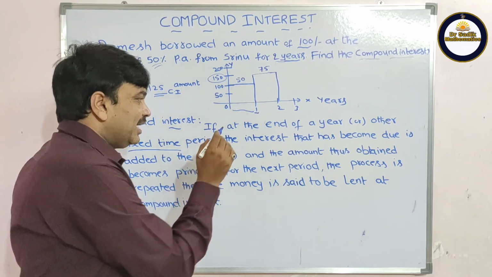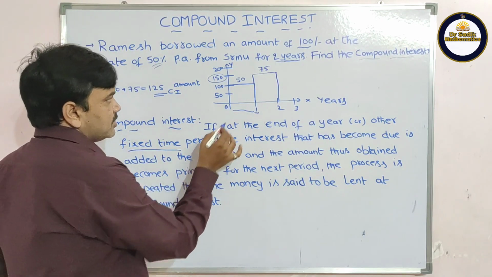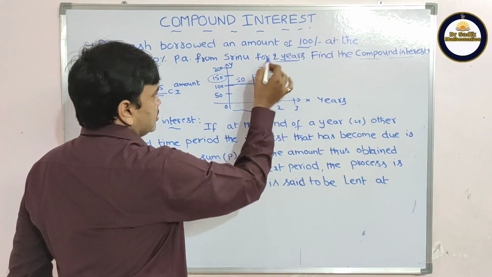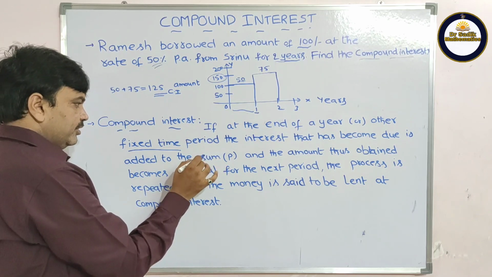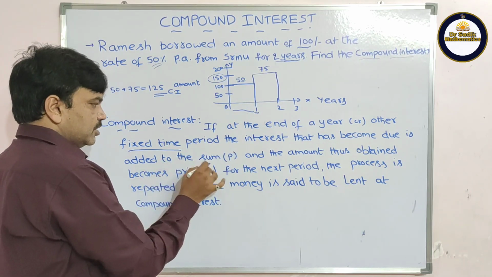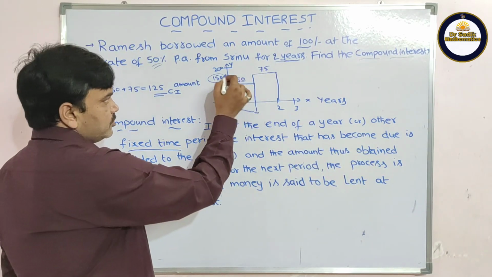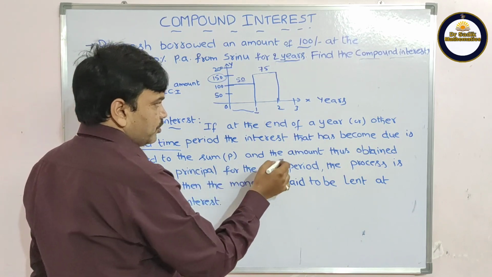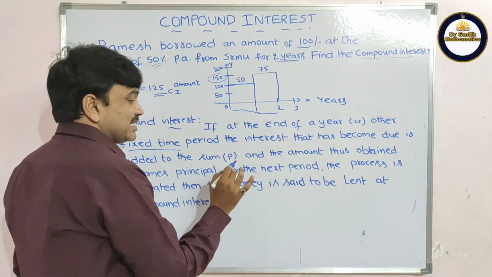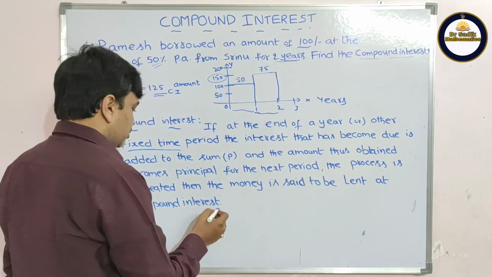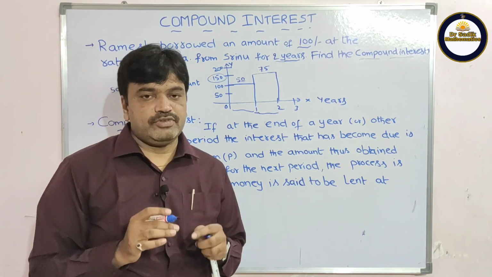the interest that has become due is added to the sum. See, this is added to the sum, then it becomes 150 here. The amount thus obtained becomes the principal for the next period. For the next period the process is repeated, then the money is said to be lent at compound interest. This is the definition of compound interest.